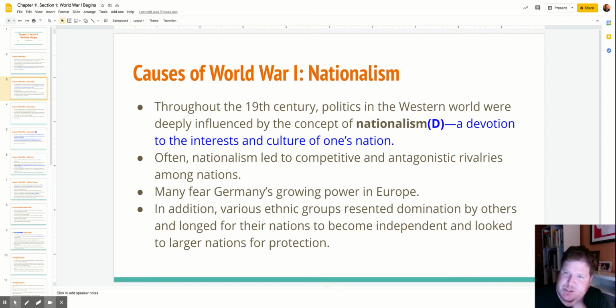Immigrants are moving from place to place to try and get a job in the Industrial Revolution. With the immigrant population moving around, we see that countries are adopting what is called nationalism, a devotion to the interests and culture of one's nation. Basically saying, if you want to be in this country, you've got to support everything about this country. That means the flag, the government, the people, everything about their culture.